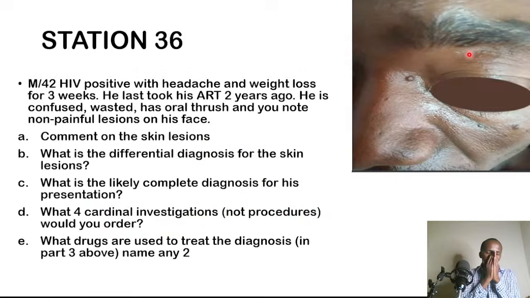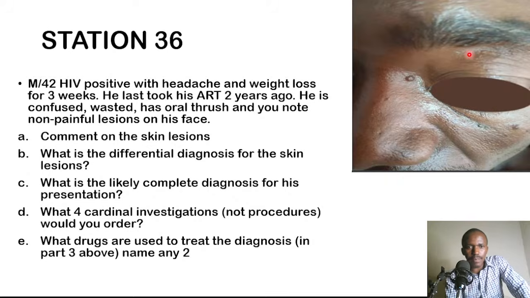Okay, station 36. We have a male, 42, HIV positive, with headache, weight loss for 3 weeks. He last took his ART 2 years ago. He is confused, wasted, he has oral thrush, and you note painful lesions on his face.